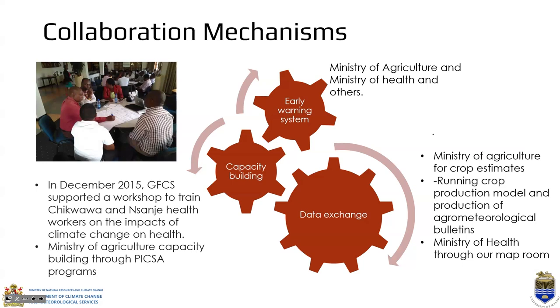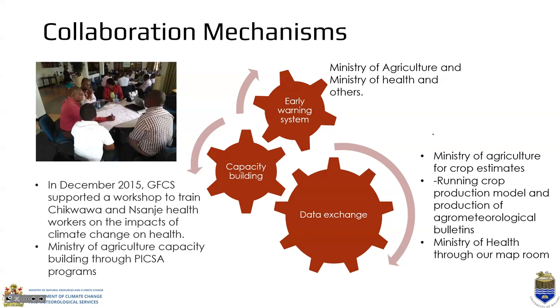we are still providing the early warning information to the Ministry of Agriculture, Ministry of Health, and other institutions, as well as exchanging data with the Ministry of Agriculture for crop estimates, and also the Ministry of Health, particularly through the map room where we developed indicators for likelihood of malaria outbreaks using the climate data that we collect. And the image that you are seeing is training support which was provided to two districts in the country, where we are training the health sector in terms of how they can make use of the climate information.